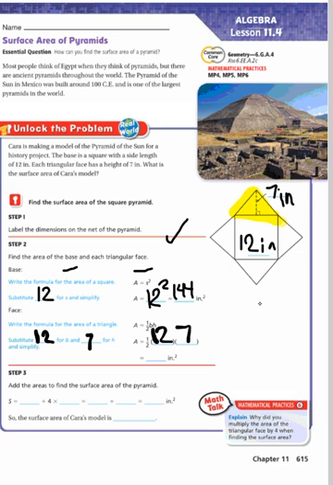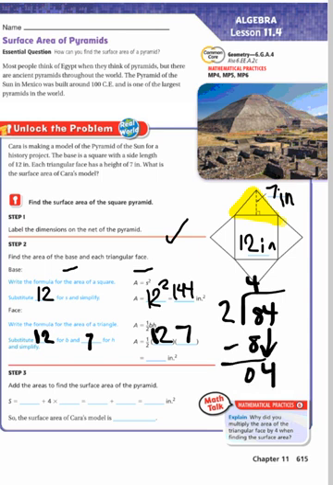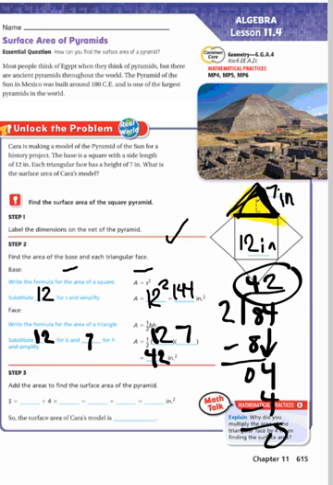84 divided by 2. 2 goes into 8 4 times. 4 times 2 is 8. 0. Bring down the 4. 2 goes into 4 twice. 4 and 0. So our answer here is 42 inches squared. Okay. So now this 42 represents the area for just one triangular face here.